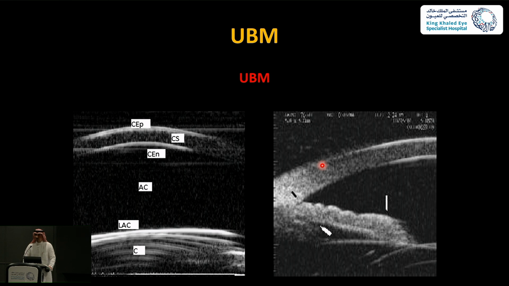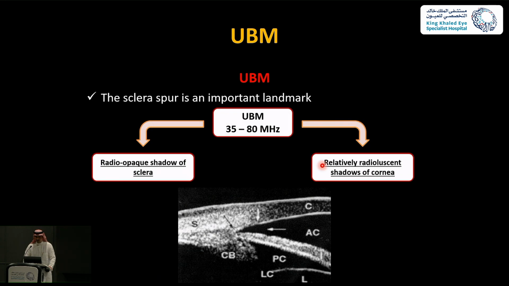You can see some structures with UBM, like the corneal epithelium, stroma, endothelium, anterior chamber, and the lens as well. One of the most important landmarks in the UBM is the scleral spur. Why is that? Because from the scleral spur, you can detect changes within the UBM, whether the patient is having synechia or angle recession or cleft and so on.